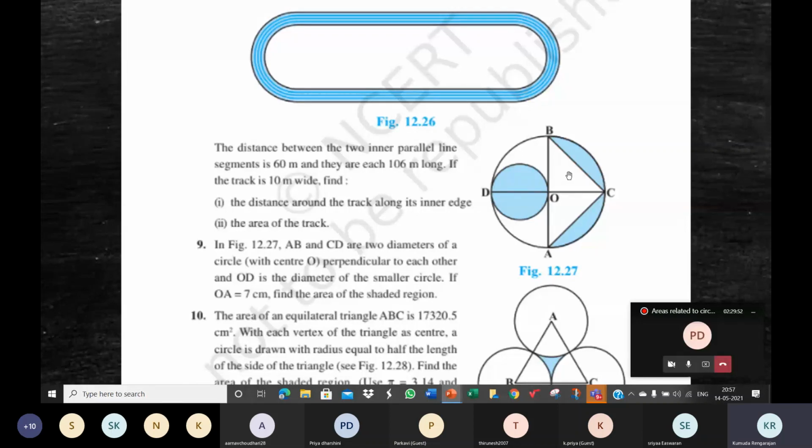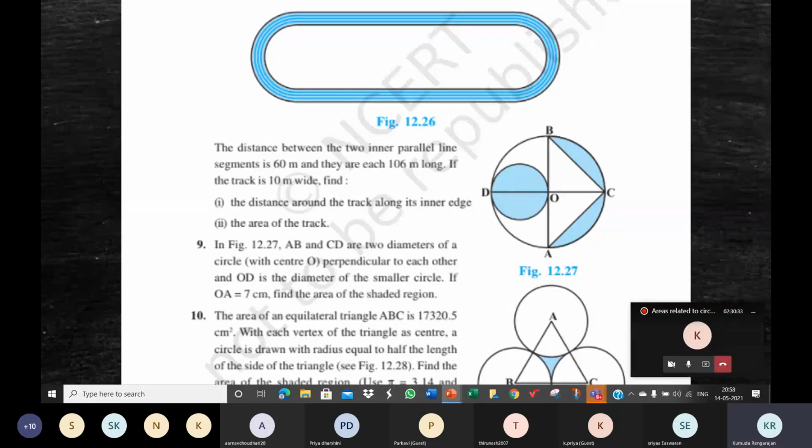Okay, now answer these questions. What is the radius of the big circle? There are two circles, so that big circle. Ma'am, 7. Children, radius of the big circle, 7. OA is 7. OA is the radius, 7. The radius of the big circle is 7. And you know how to find the area of the semicircle: pi r square by 2, or half pi r square.